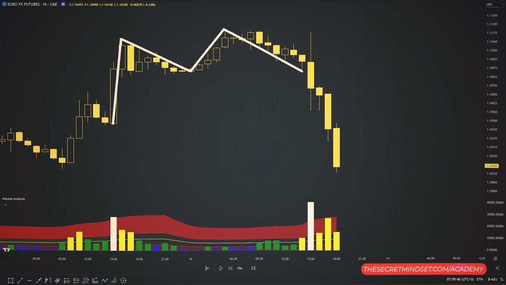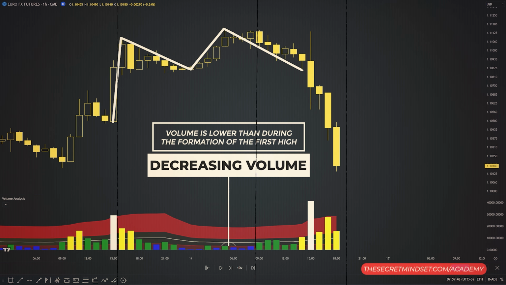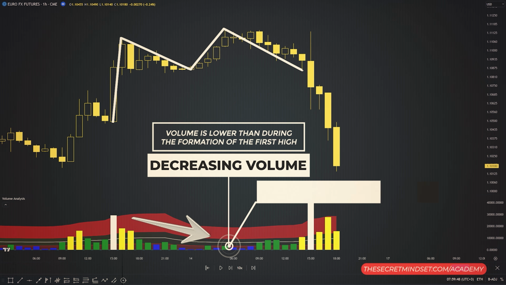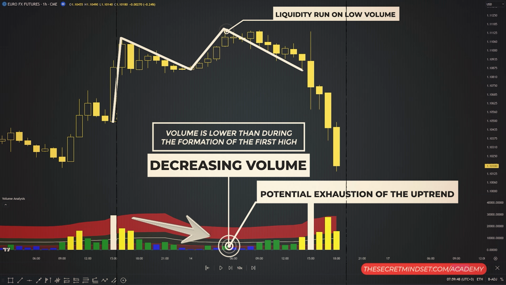As the price climbs towards the second high, observe the volume again. If the volume is lower than during the formation of the first high, it could indicate diminishing buying interest and potential exhaustion of the uptrend. It suggests that fewer traders are willing to buy at higher prices. This volume decline acts as a warning sign, suggesting a weakening trend. The liquidity run on low volume is another sign that something is suspect.